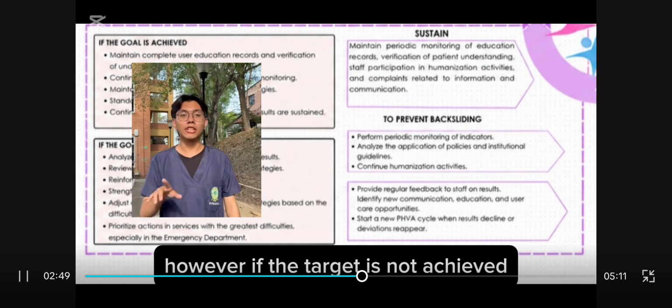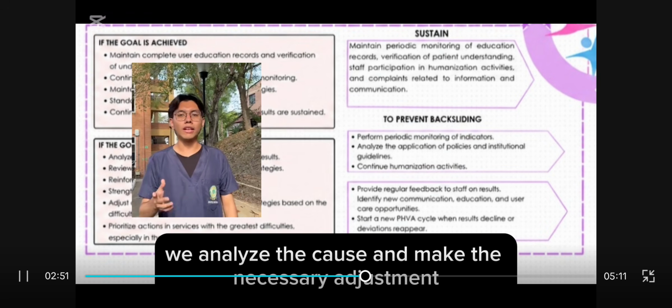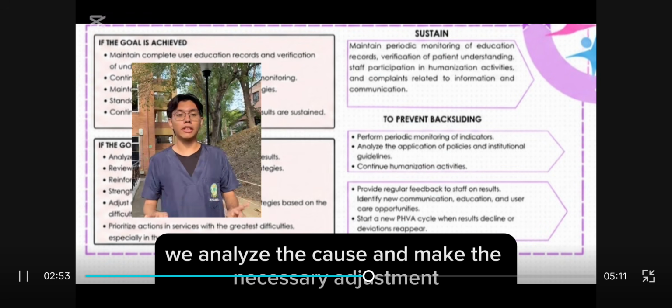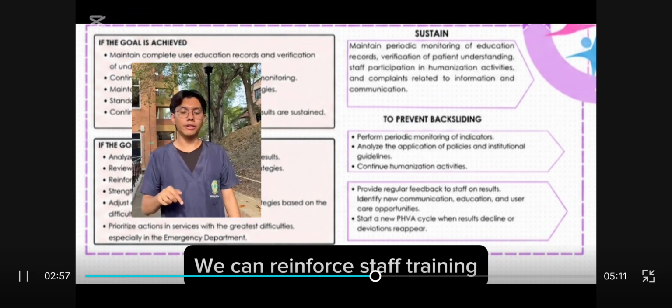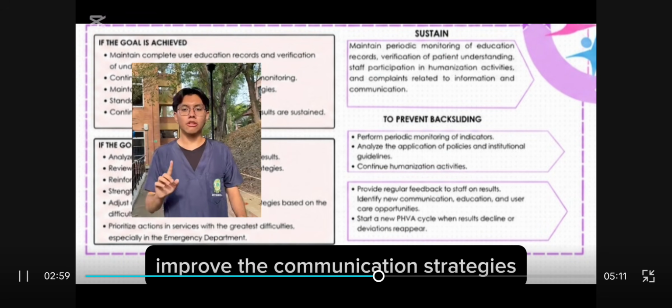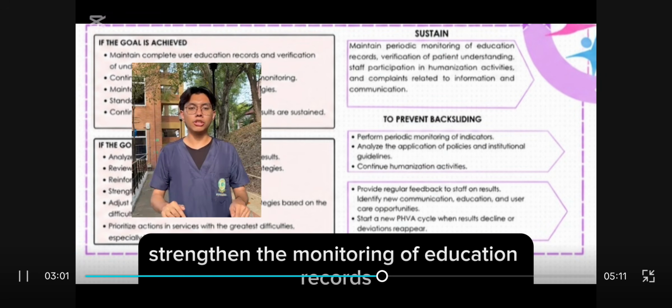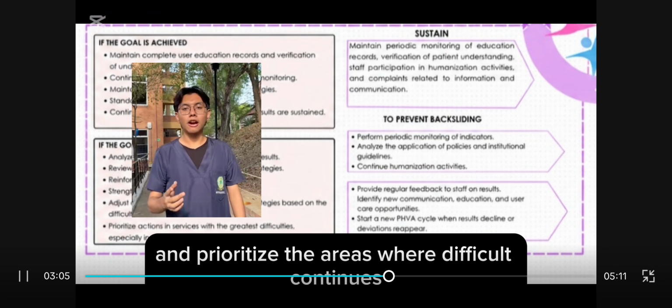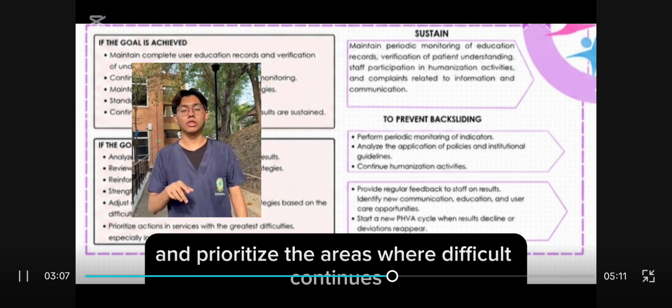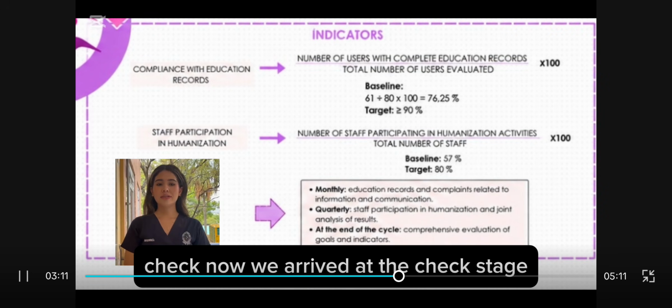However, if the target is not achieved, we analyze the causes and make necessary adjustments. We can reinforce staff training, improve the communication strategies, strengthen the monitoring of education records, and prioritize the areas where difficulty continues. Check. Now we arrive at the check stage.